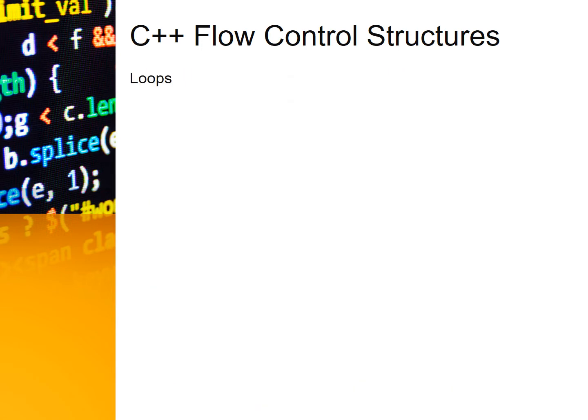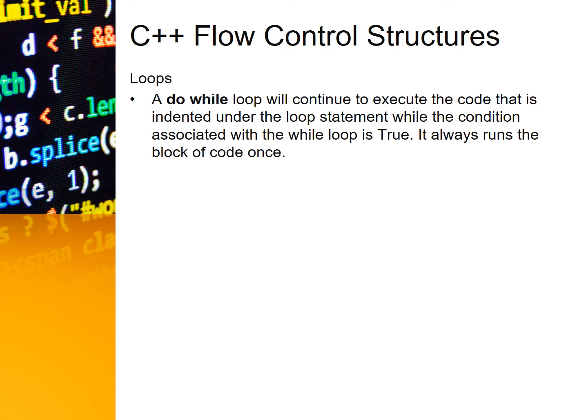Other things are loops. These repeat bits of code. A do while loop will continue to execute the code that is indented while the condition is true. It always runs the block of code at least once. So here we come along, do whatever the block of code is, and then check on the condition. If the gross salary is greater than 20,000, go back to the start, do it again. If it's still greater than 20,000, do it again. If the gross salary variable now has a value of $20,000 or less, it will stop the loop and go on with the next set of code.